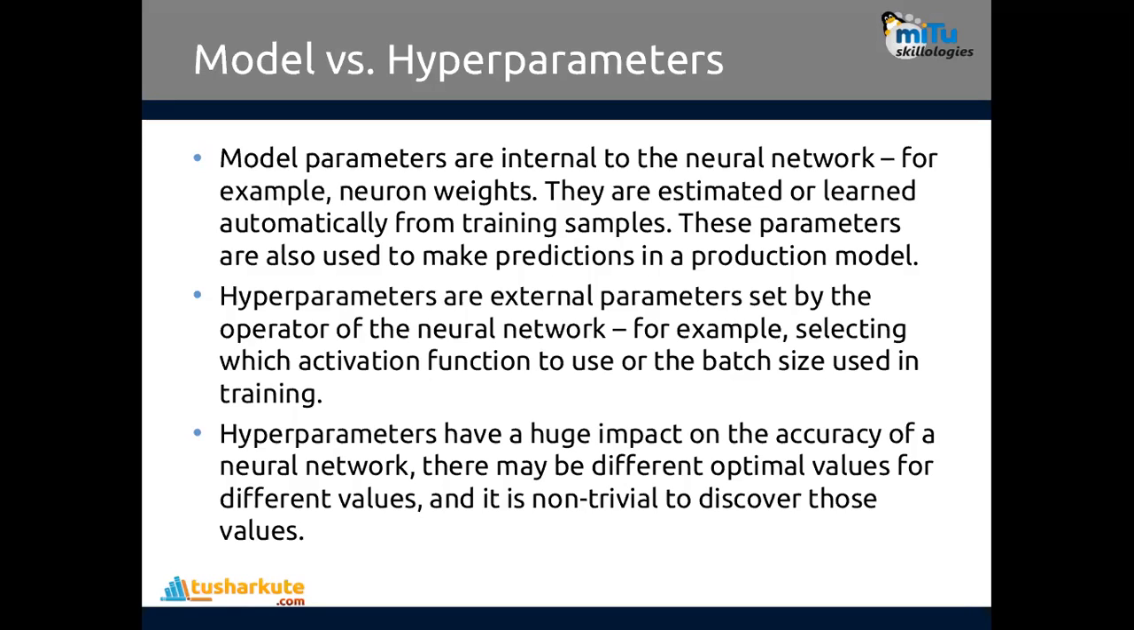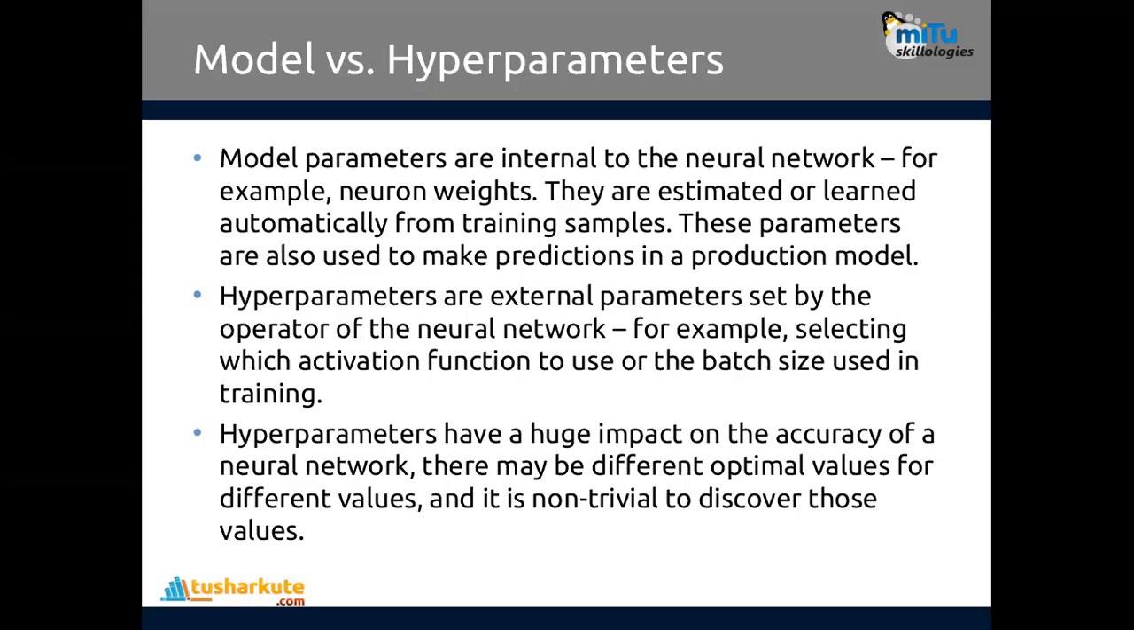These parameters are also used to make predictions in the production model, as per the inputs given. So if the input is in a specific range, or of a specific type or magnitude, that carries over. Based on that, the neuron weights are estimated, and they are taken from the training sample that we use to train the algorithm.